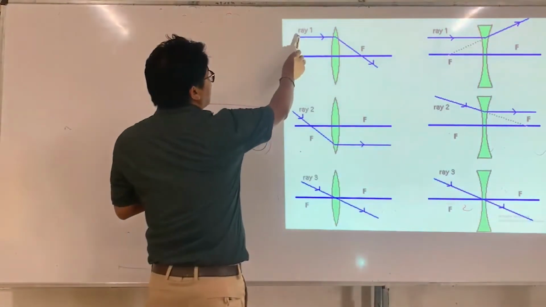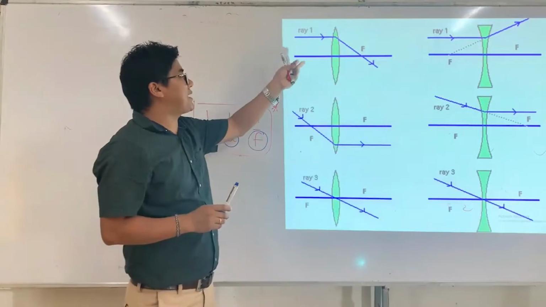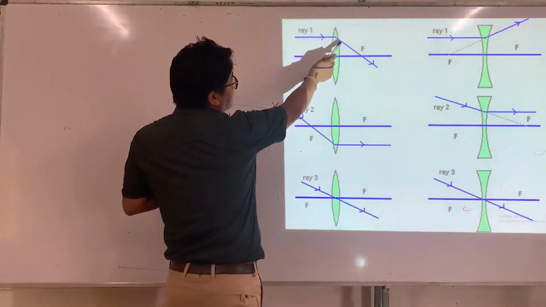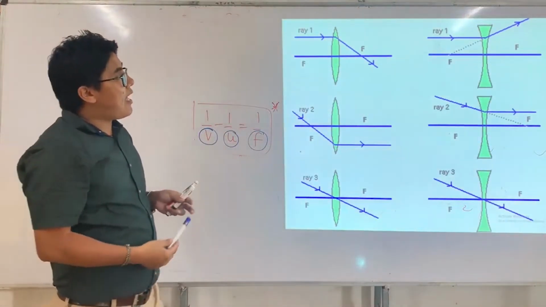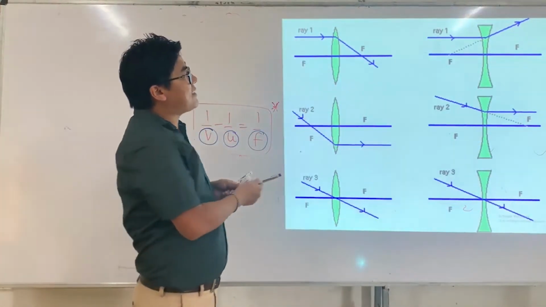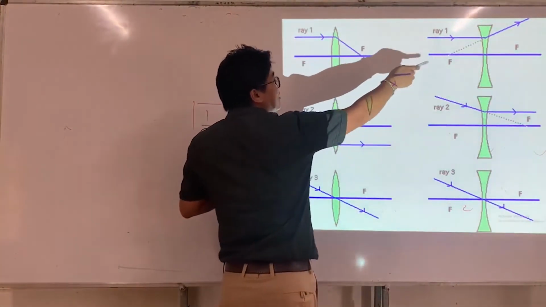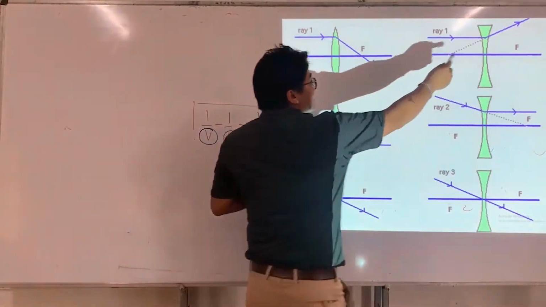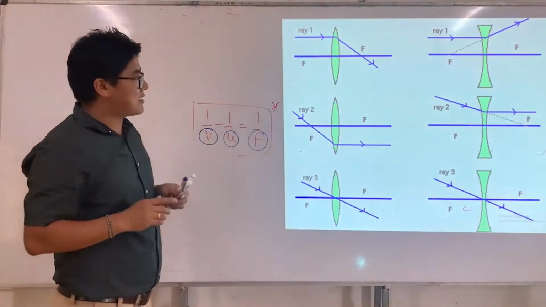The first is rays parallel to the principal axis. If the rays are parallel to the principal axis, for a convex lens, the refracted or emerging ray passes through the focal point. And for a concave lens, the refracted ray appears to pass through the focal point when extended. This is the first ray.